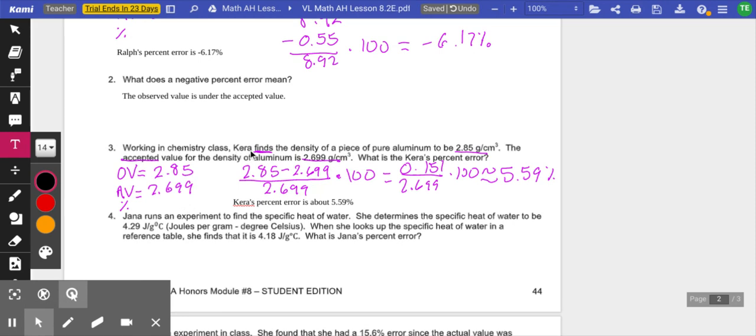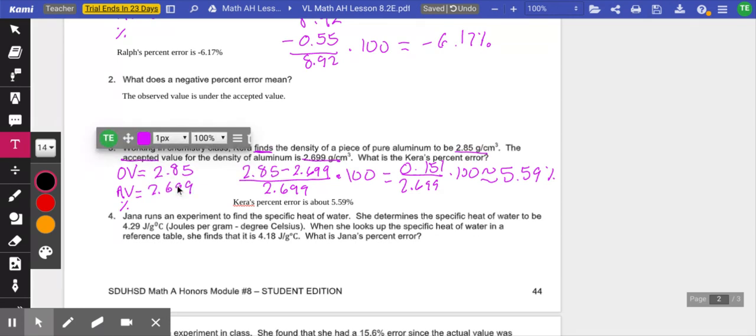Kira finds, so I knew the finds was the observed value. That's what she did, 2.85. And then it's accepted, so I knew that this one was the accepted value. She's above, so I know my answer is going to come out positive this time. I did my observed value minus my accepted value divided by my accepted value times 100. I subtracted, then divided, then multiplied, and then rounded, and I got about 5.59%.